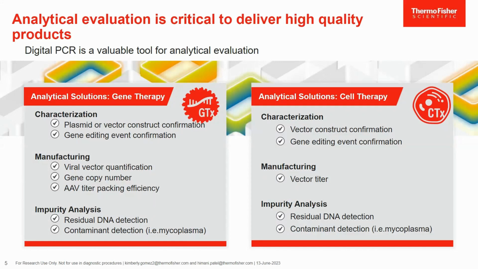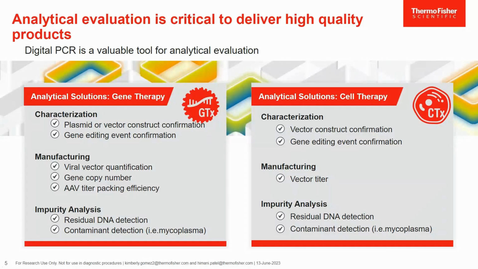To deliver high-quality cell and gene therapy products, stringent analytical evaluation is critical. In gene therapy, characterization tests such as confirming plasmid or vector constructs or confirming the modification of a gene are conducted. Manufacturing tests such as monitoring the quantification of a viral vector or gene copy number and verifying the packing efficiency of AAV titers are administered.